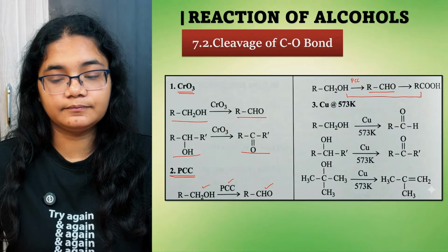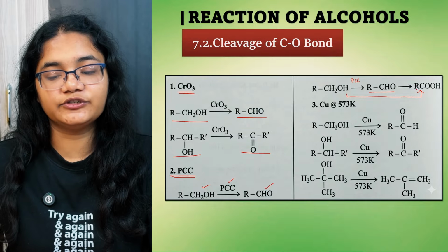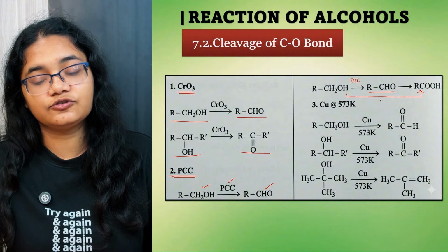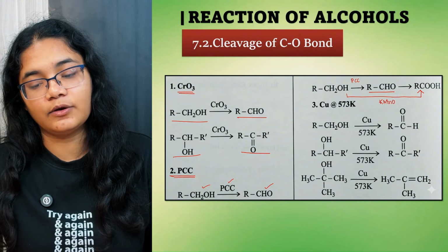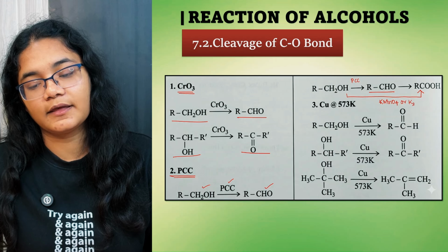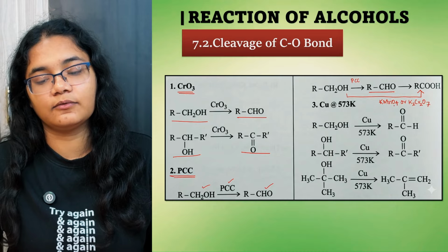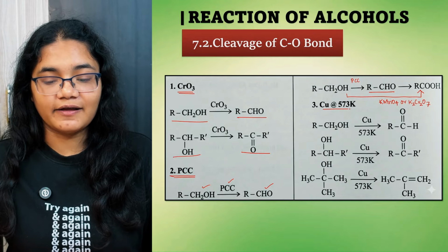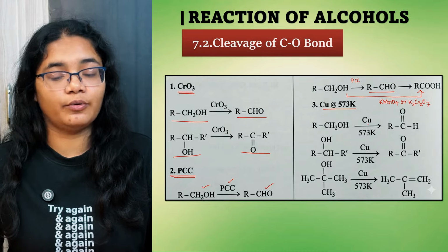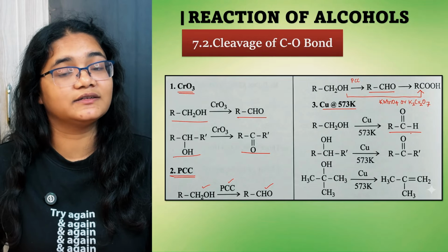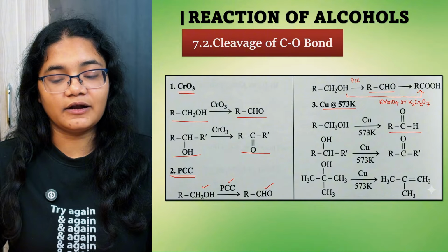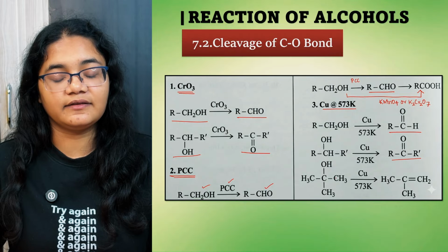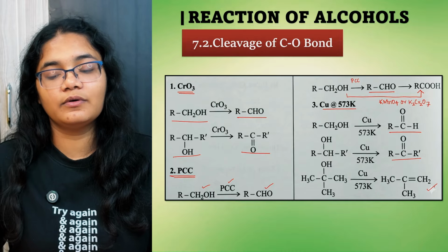Now RCH2OH to RCOOH, okay, that is oxidation of alcohols with a strong oxidizing agent like KMnO4 or K2Cr2O7. Okay, you can easily convert the primary alcohols to acids. Now copper at 573 Kelvin, we have RCH2OH. Copper at 573 Kelvin will give you RCHO. Then copper at 573 Kelvin with secondary alcohol will give you ketones. Copper at 573 Kelvin with tertiary alcohols will give you alkenes.